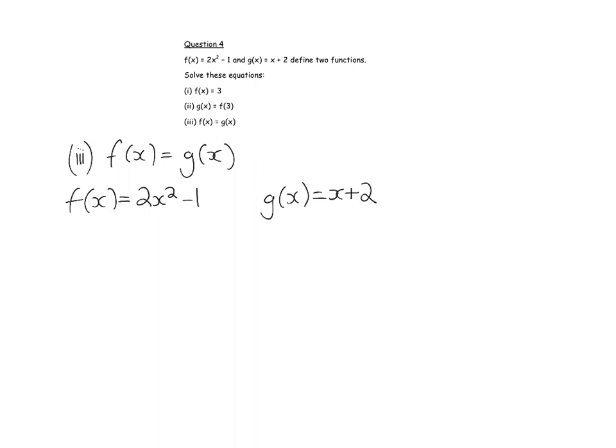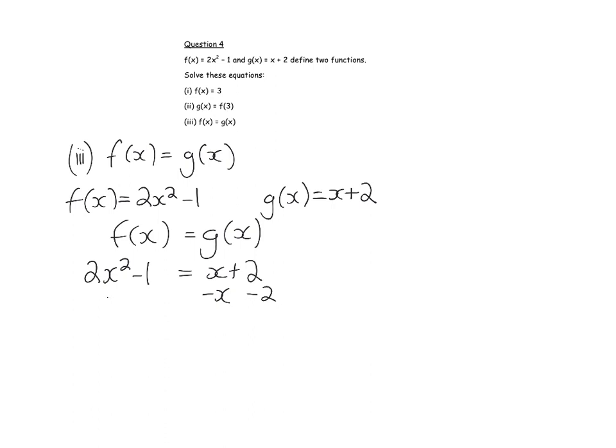Part iii wants us to figure out where f of x is equal to g of x. We know f of x is 2x squared minus 1 and g of x is equal to x plus 2. So then f of x, where it's equal to g of x, we put the two of them side by side. We're going to get 2x squared minus 1 is equal to x plus 2. Bring that all to one side, so we'll minus x and minus 2. And we'll get 2x squared minus x minus 3 is equal to 0. So this is where our box method comes in, or our minus b formula.